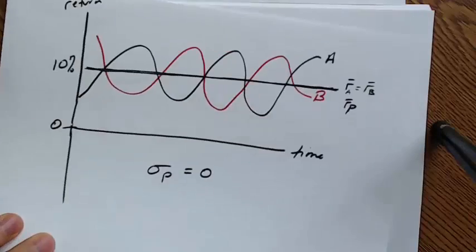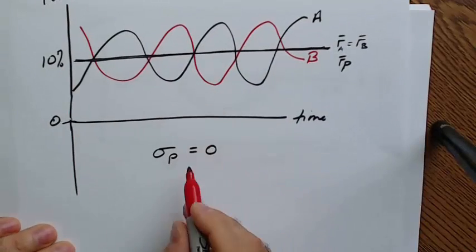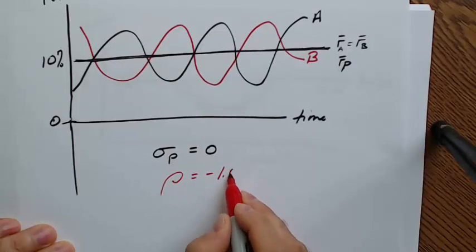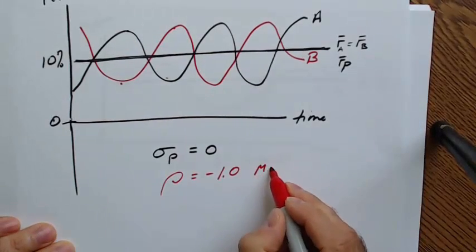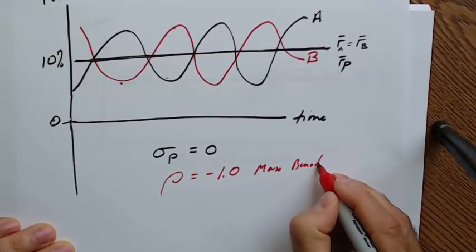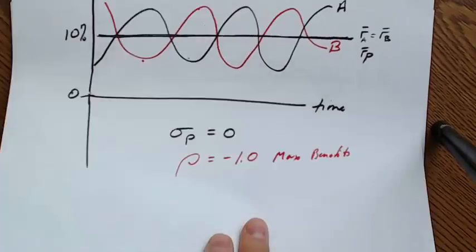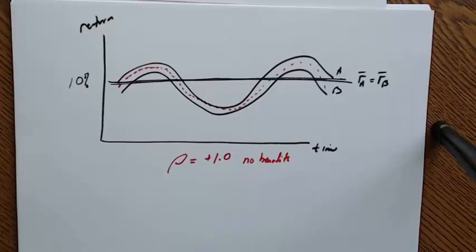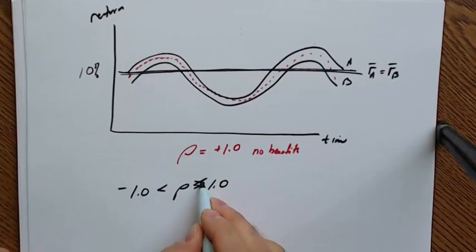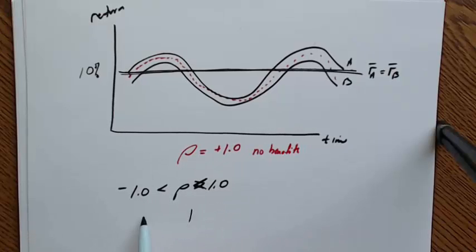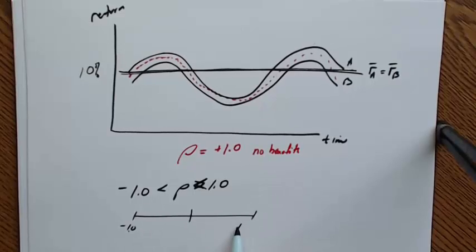Now, in this case, we had a complete offset. The rho in this case is -1. The correlation: when one's high, the other's low. High, low, high, low. And so you get maximum benefits of diversification when rho is -1. So remember from statistics that rho goes from -1 to 1. In other words, the range for rho is -1 to +1.